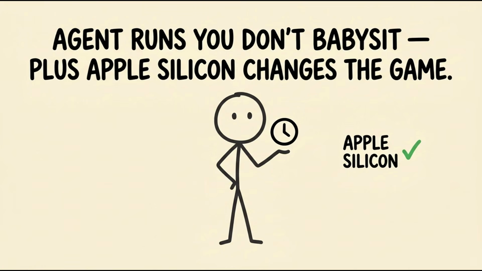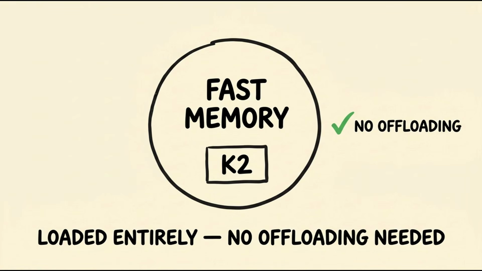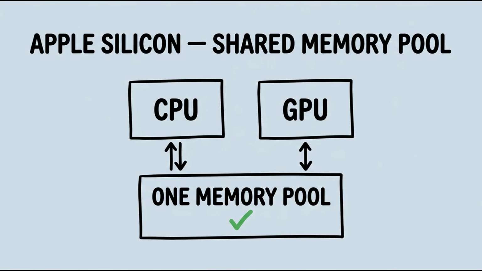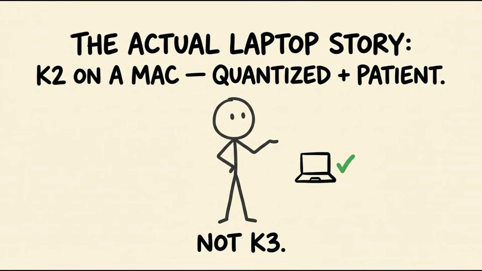And Apple Silicon changes the equation further. A MacBook Pro with an M3 or M4 Max chip and 128 gigabytes of unified memory can load a moderately quantized K2 model entirely into fast memory. No offloading required, because Apple's chips share one memory pool between CPU and GPU. The bandwidth on the latest chips pushes toward 800 gigabytes per second, which starts closing in on entry-level discrete GPU territory. That's the actual laptop story, not K3. K2 on a Mac, quantized, patient.